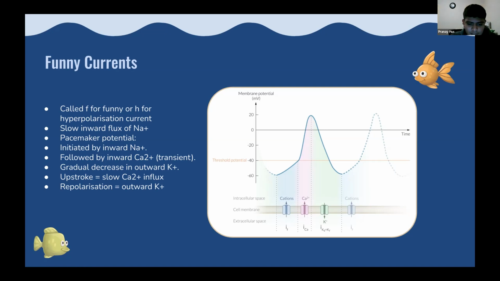It's more or less just understanding that in a funny current, you don't have a resting membrane potential. Instead, you have a threshold potential, which is -40, and you have ions that keep changing, going in and out, which allows for constant action potentials being fired. Yeah, it's okay.